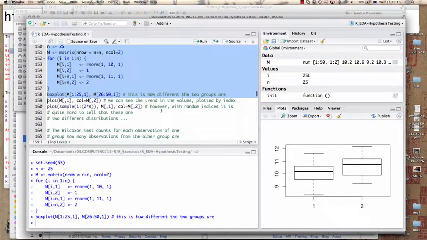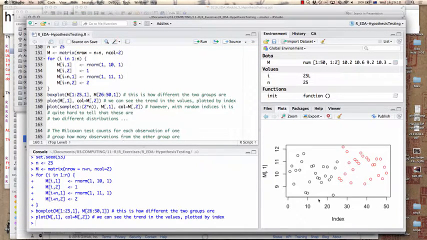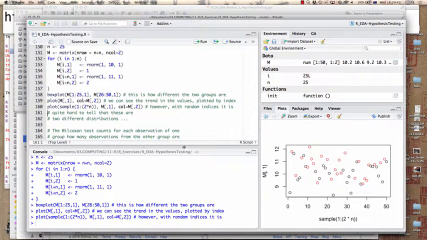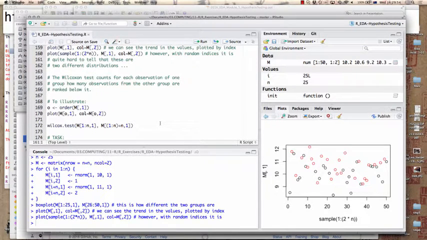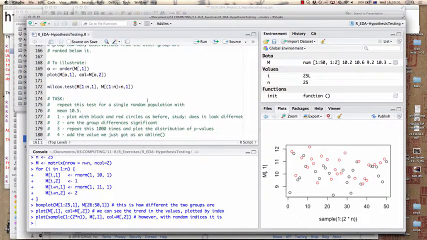If we plot this, we can see the trend of difference in these values. The red ones were the ones taken from the distribution with a mean of 11, and the black ones were from the distribution with a mean of 10. And there's a trend there, but it's kind of hard to say. Especially, for example, if we plot them in a random order, it's hard to say whether there is actually a difference between these two population groups. So if we simply compare the mean and the standard deviations, I don't know what the result would be then.